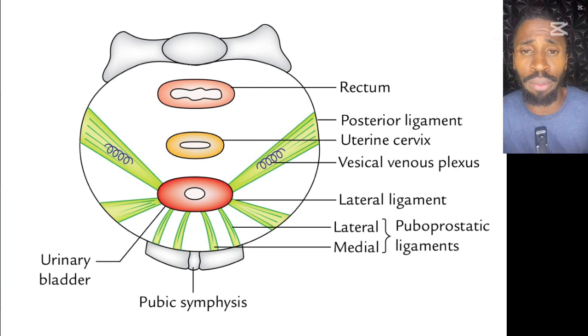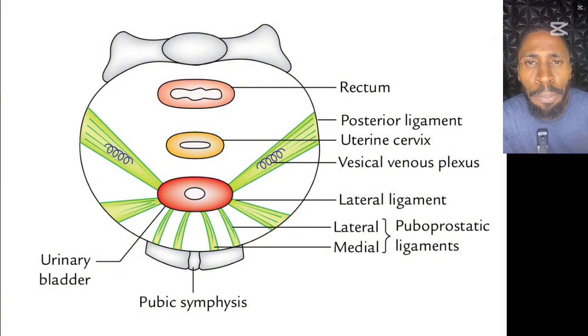So the first fold of peritoneum we have is anteriorly. We have the median umbilical fold. It's a fold of peritoneum around the median umbilical ligament. It's just a fold of peritoneum.